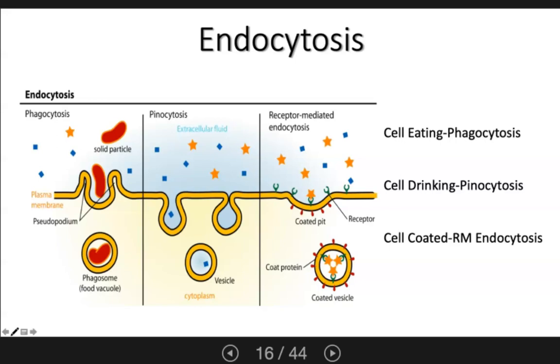So there are 3 different types of endocytosis I wanted to briefly introduce. Real simple, just mostly definition based. In here, you can see the first one is phagocytosis. Phagocytosis is going to be cell eating. So when a cell eats something, it's going to be phagocytosis. That's going to include more like a solid particle.